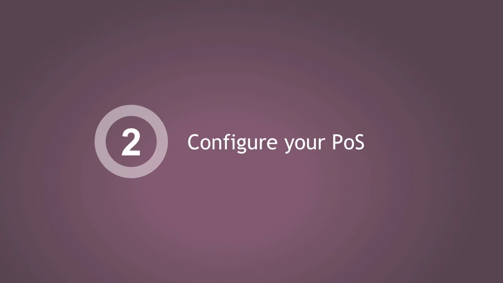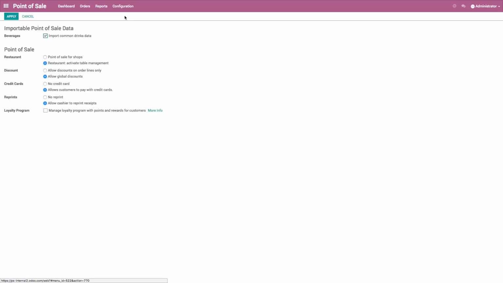Now let's continue with the configuration of our point of sale. In your configuration settings, make sure you make it available for restaurants. Also, activate allow cashier to reprint receipts. And if it's the case for your restaurant, also activate allow clients to pay with their credit cards.